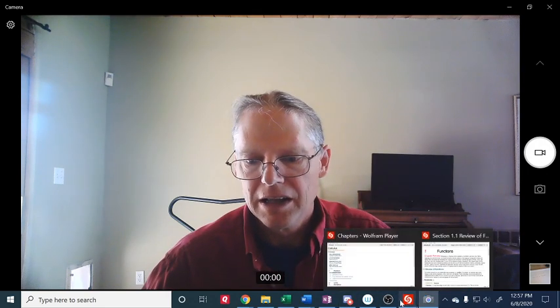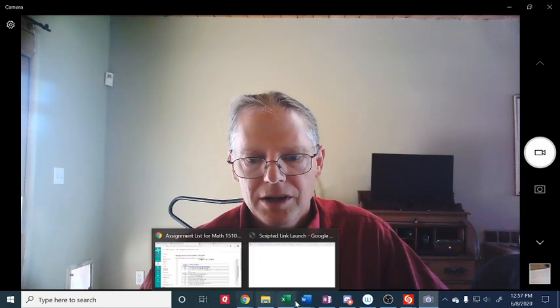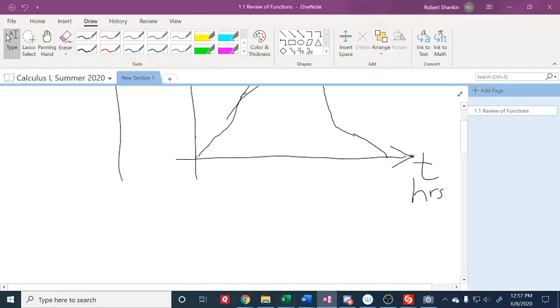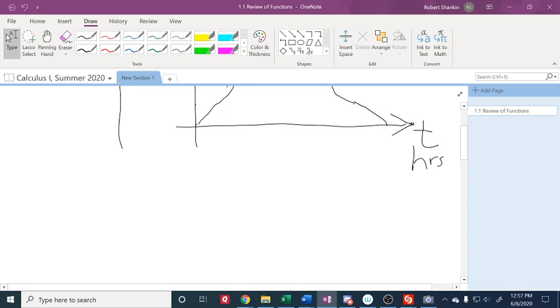All right. Let's go to OneNote. Let's scroll down here. And the new section is 1.1 review of functions. And you see this little page right here? I added that page already. Tomorrow I'll be doing add a page, and I'll put the title for that section. You can scroll to any one of these pages.